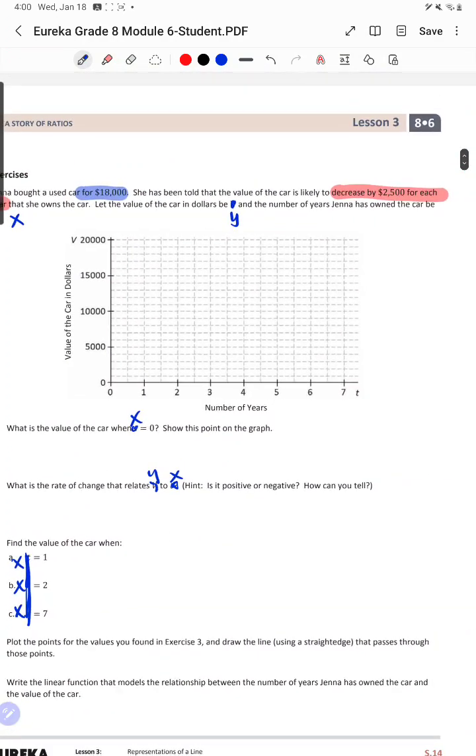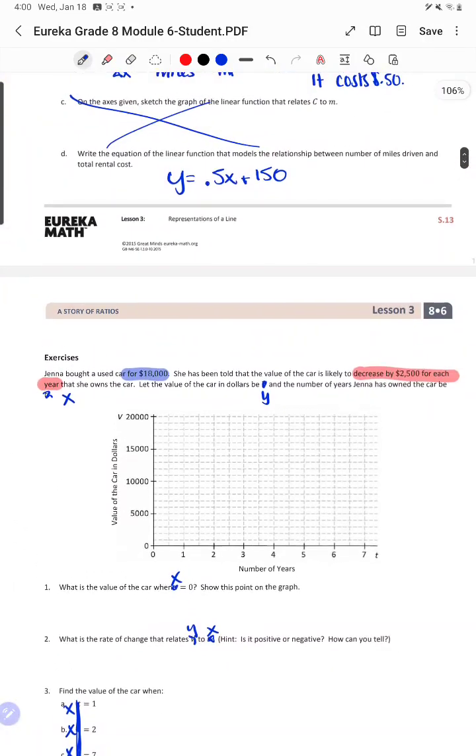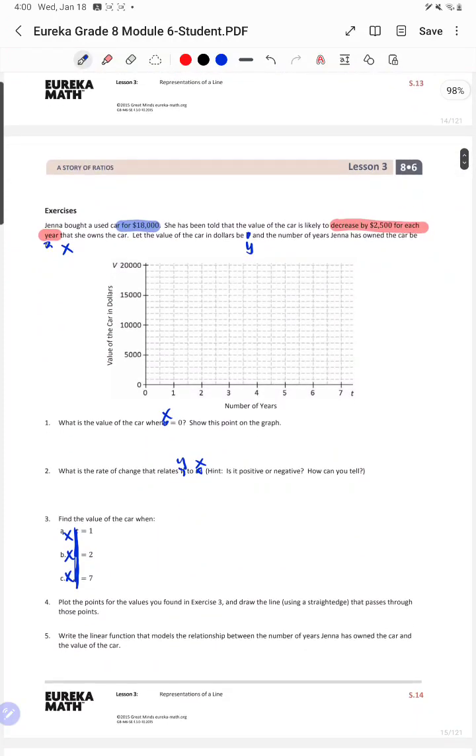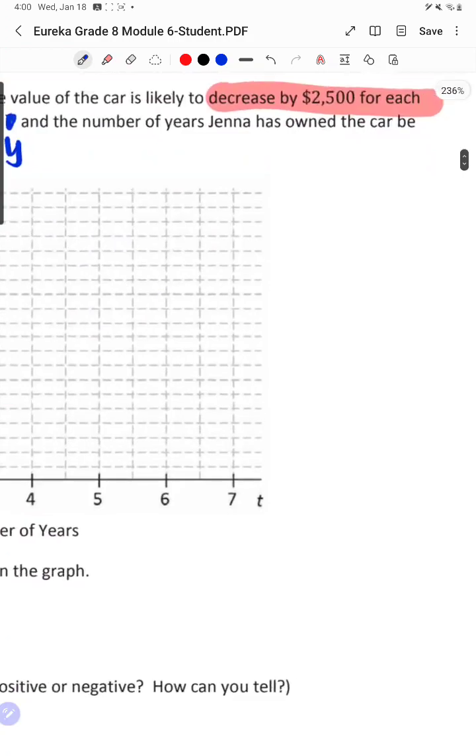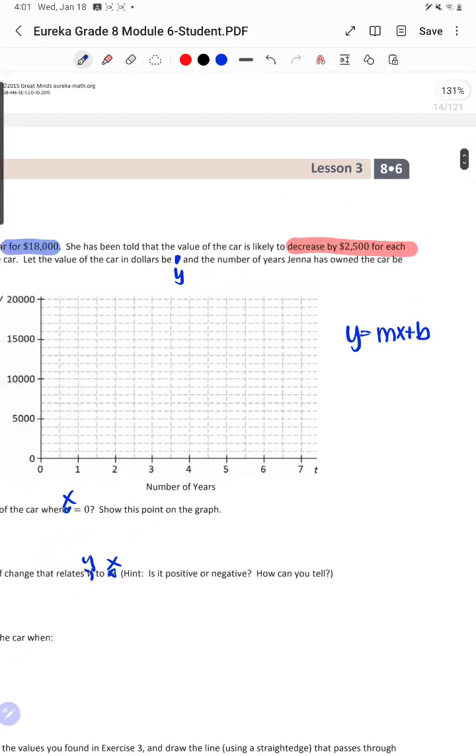Okay, the first thing we're going to do is I'm going to have you identify the initial value and the rate of change. So go ahead and identify those and enter those into Edpuzzle. And then after that, I want you to create a function of y equals mx plus b using that initial value and rate of change. All right.